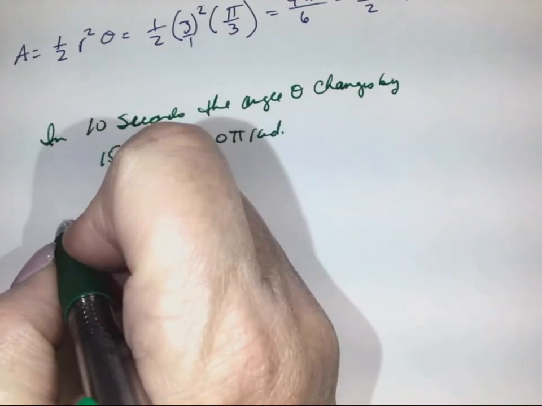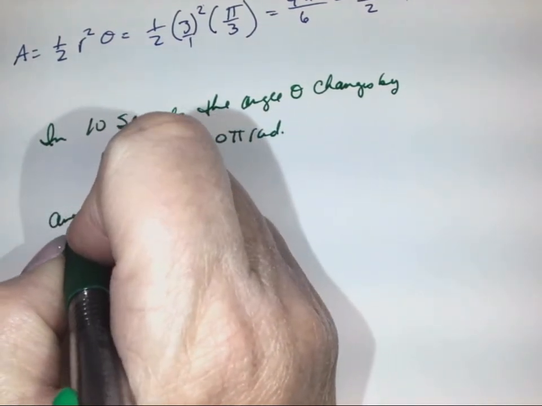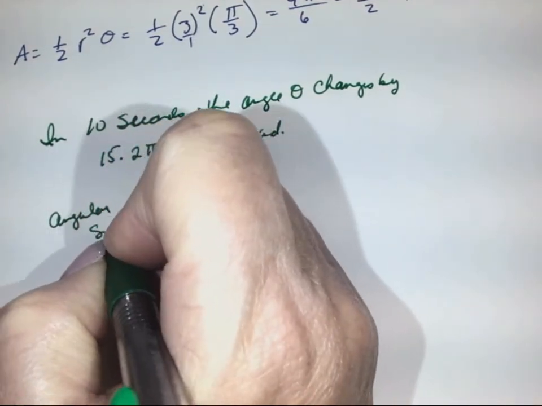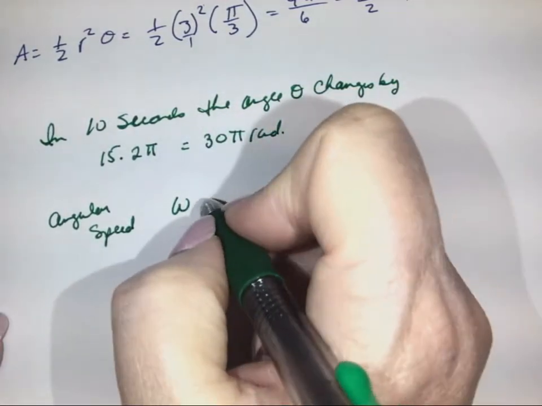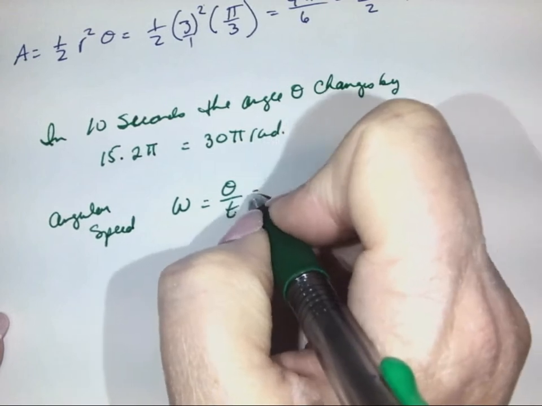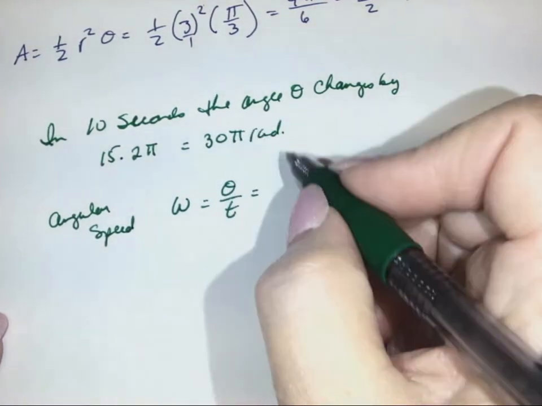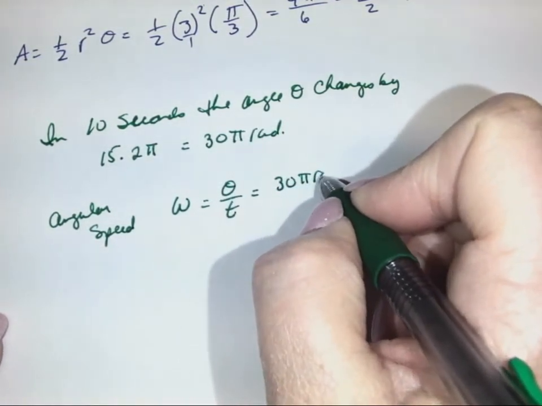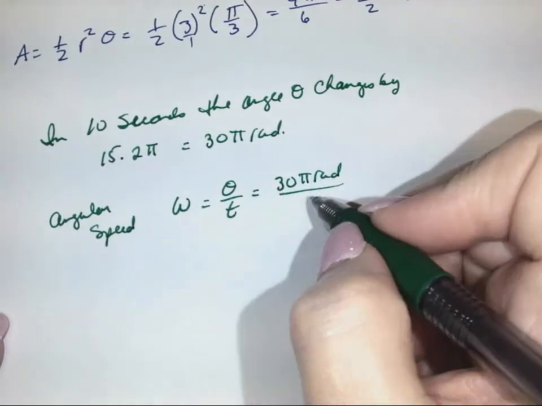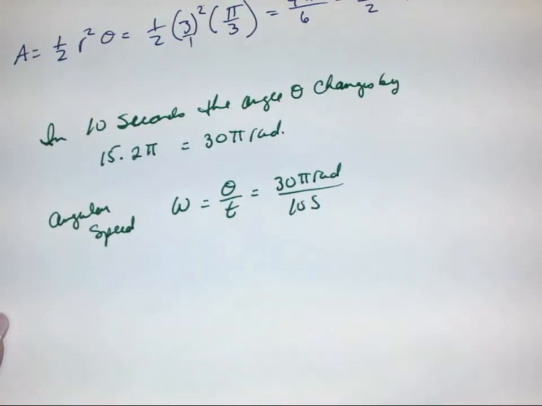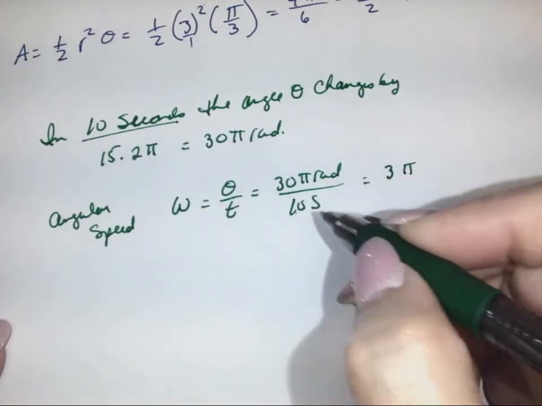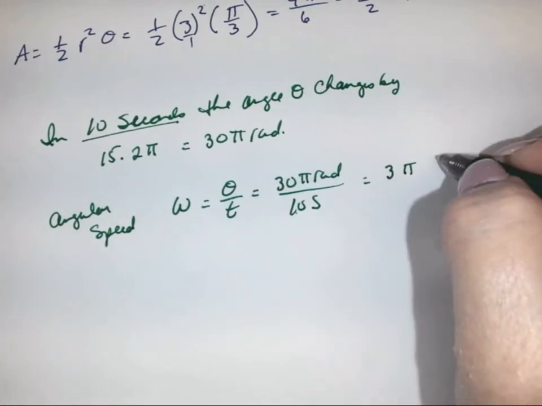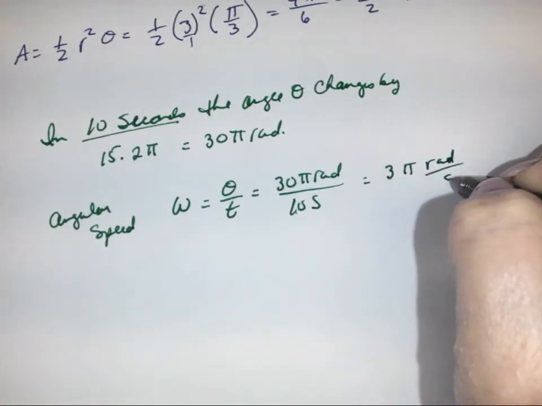So our angular speed, which is our omega, is equal to theta divided by t. Our theta is 30 pi radians. The time elapsed was 10 seconds, because we have that right there. So this will get us 3 pi, because 30 divided by 10 gives 3 pi radians per second.